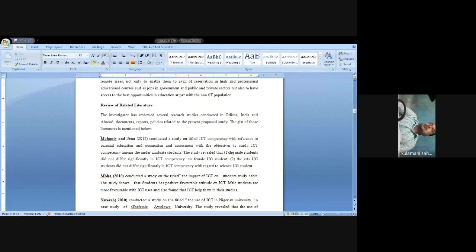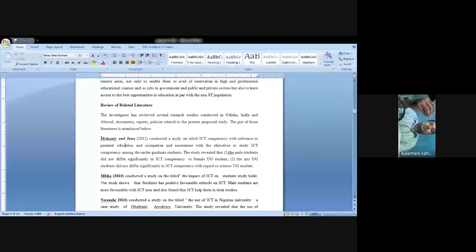Likewise, there is another study I have reviewed and would like to focus on here. MES, 2010, conducted a study titled "The Impact of ICT on Student Study Habit." The study shows that students have a positive, favorable attitude toward ICT. Male students are more favorable toward ICT use, and it was also found that ICT helped them in their studies. Likewise, you may prepare your reviews related to your topic.